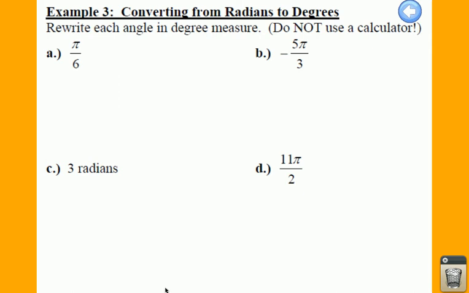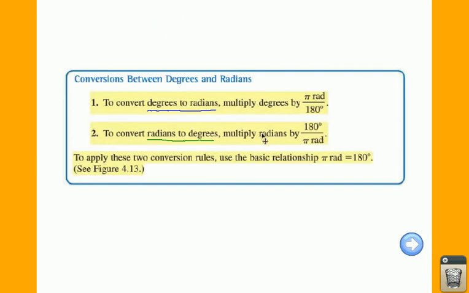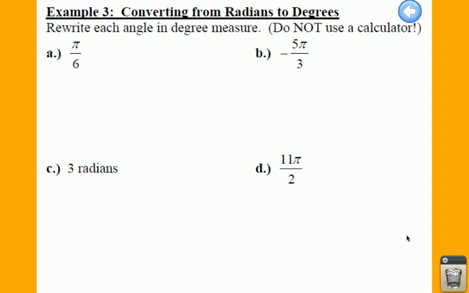So back in example two, we were converting from degrees to radians. And what we're going to do here in example three is convert radians into degrees. If you remember, we had the nice little thing back here where if you're converting radians to degrees, you have to multiply your radians, because that's your pi over 6, by 180 over pi radians. So if we go back to the problem here, we're going to multiply this by 180 over pi.